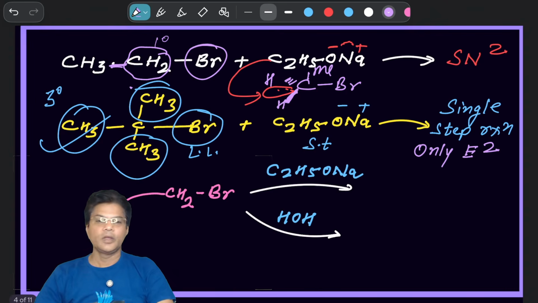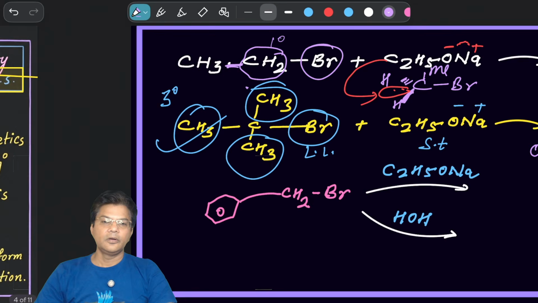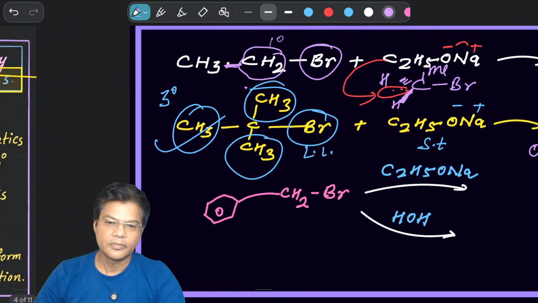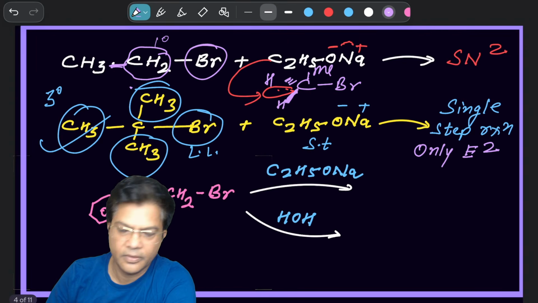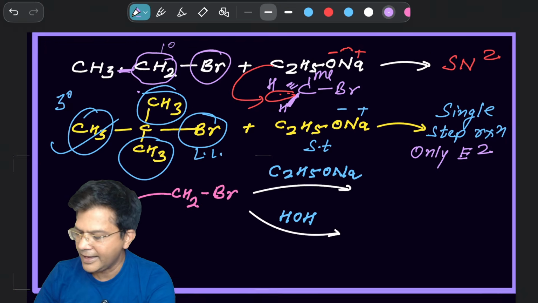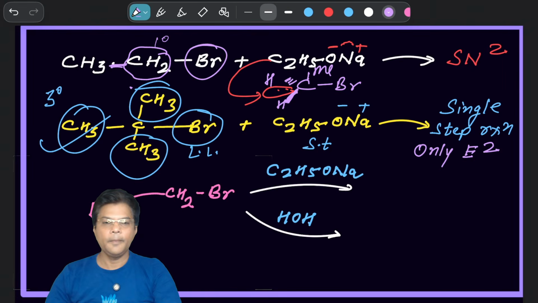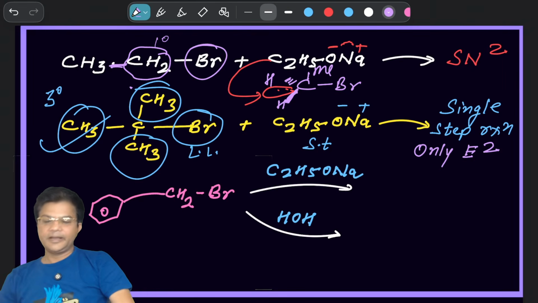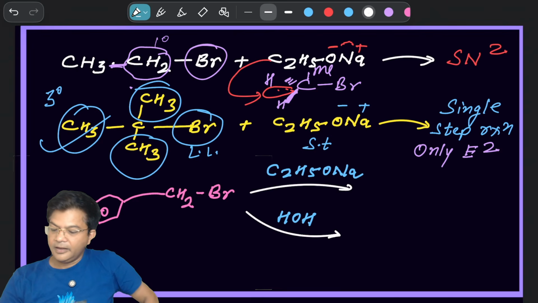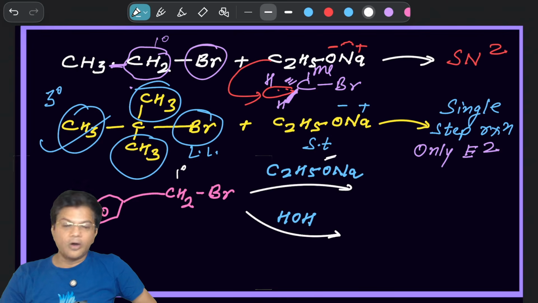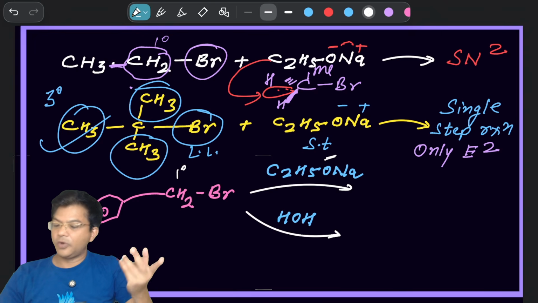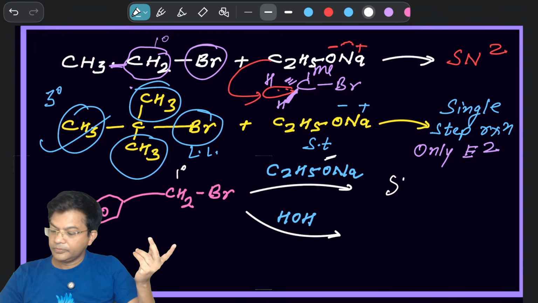Now if you see another reagent as well as the reactant, you see the reactant is your benzyl bromide. Let me move aside. Benzyl bromide, you see it is 1 degree. This is strong. Strong is saying it is 1 degree, so I will do only SN2.